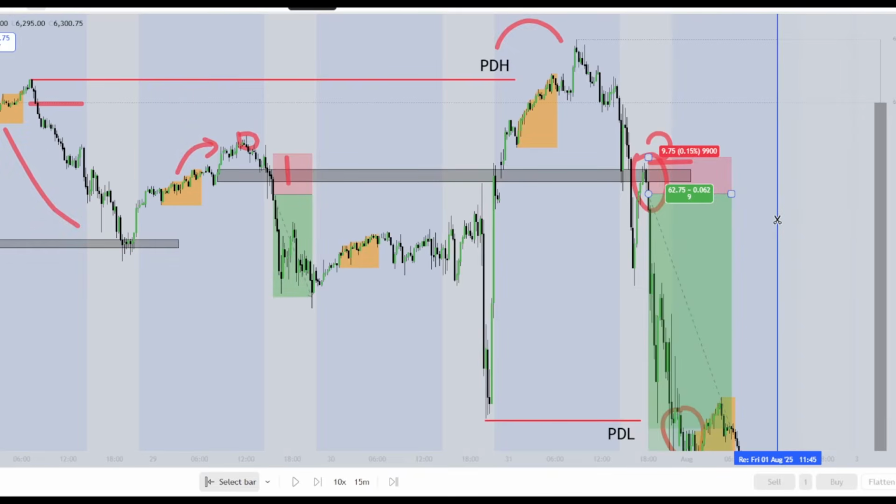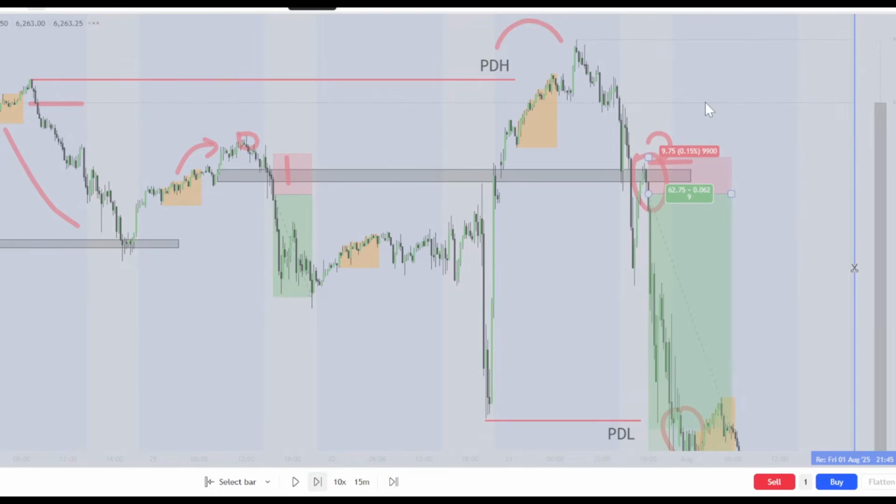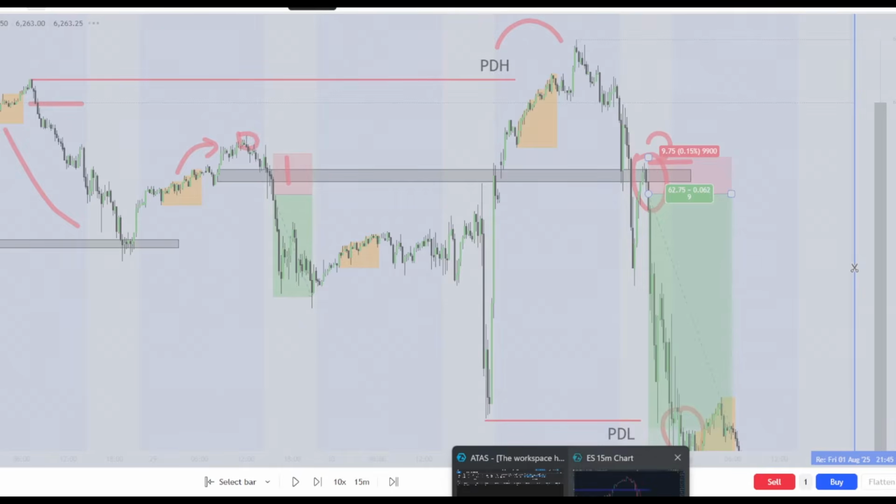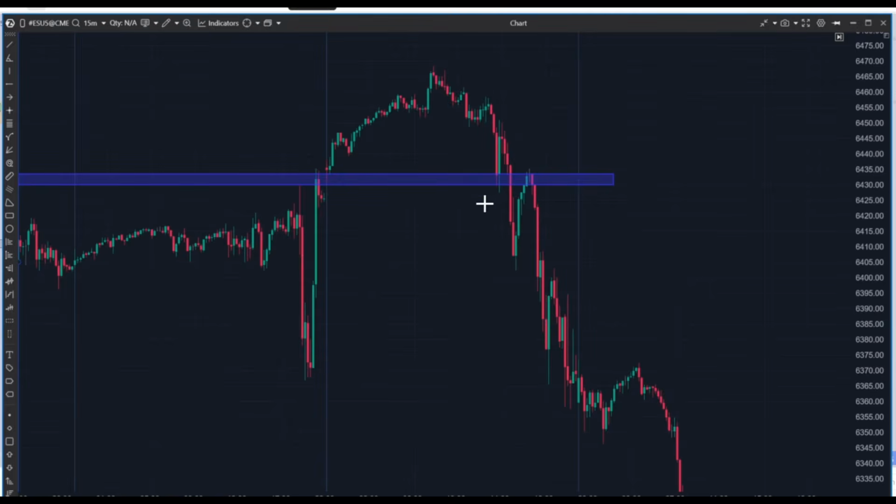So with that being said, now let's break this down in a bit more detail, right? So here we have an ES chart in front of you. Now we want to see how the market reacts on the ATAS platform. So this is the ATAS platform I use for order flow, and we can see the same price action, the same key level has been marked out.